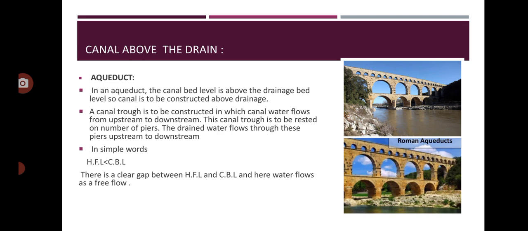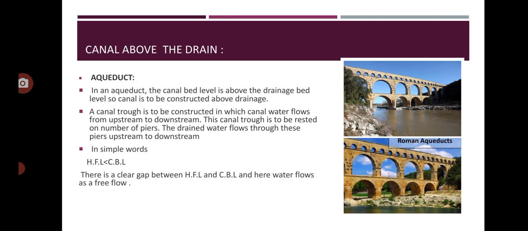First, the classification of the cross drainage works is canal above the drain. In the picture you can clearly see the canal that is constructed above the river system, that is the natural drainage, the natural river. Okay, it is called an aqueduct.